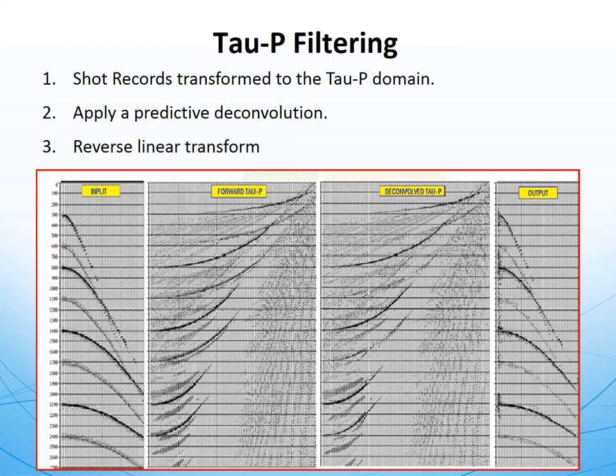If you look into the real data set, if you have an input in the short domain like this, you do a forward Tau-p domain transform, you map in terms of the tau as well as the p. And from here, generally what we do is we have a deconvolution, the predictive deconvolution, in order to remove what we call the echo.